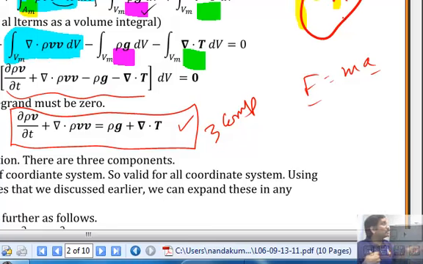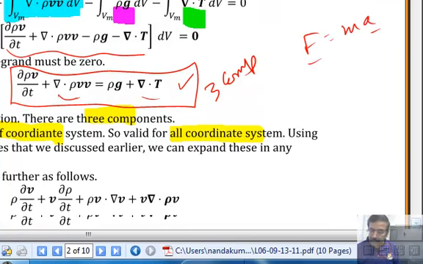But we need to be able to expand the divergence that appears here, the divergence that appears here, in those specific coordinates. And that's why we reviewed what curvilinear coordinates are. So it is independent of the coordinate system, as I said, and it's a vector equation. So there are three components in there. It's valid for all coordinate systems. The left-hand side can be simplified further.